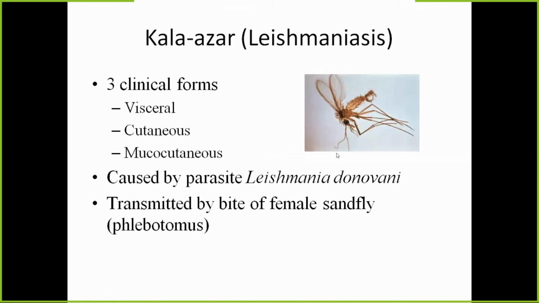But now talking about Kala-Azar, there are 3 clinical forms: visceral leishmaniasis, cutaneous leishmaniasis, or mucocutaneous leishmaniasis. Okay, that's caused by the parasite Leishmania donovani, and it's transmitted by the bite of the female sandfly, right? Female sandfly, which is called the phlebotomus.